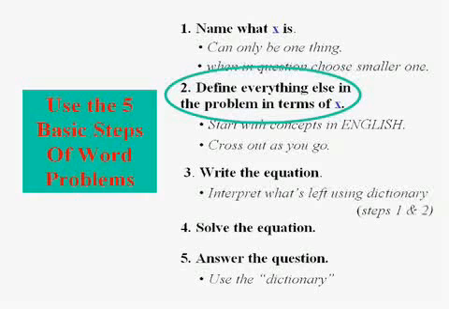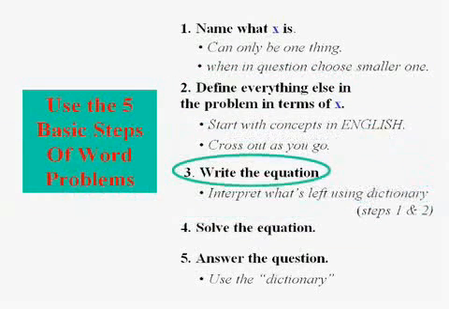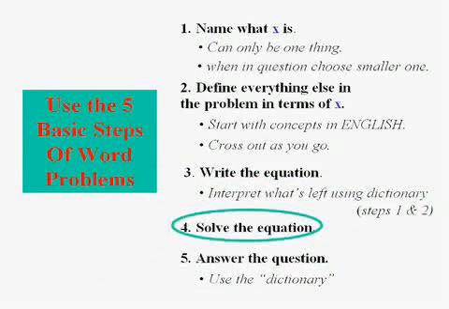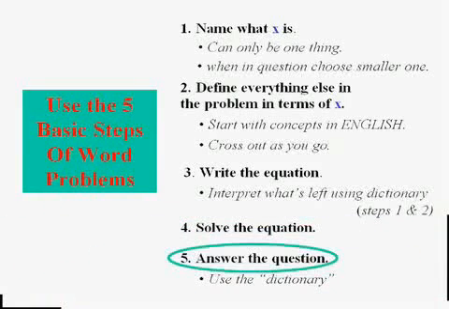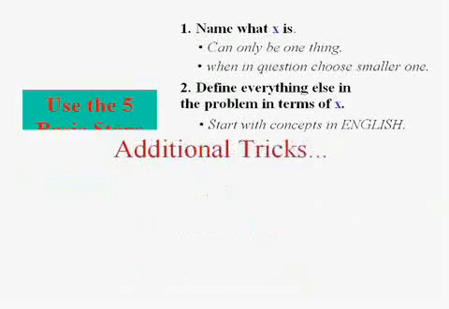Okay, and I always tell people to cross out as you do that, because what's left is going to be the equation in general. Then we solve the equation, and once you solve the equation, you just know what x is. We have to, of course, at the end, answer the question. Okay? Well, there's going to be some additional tricks, or more specific tricks, with rate, time, and distance problems.